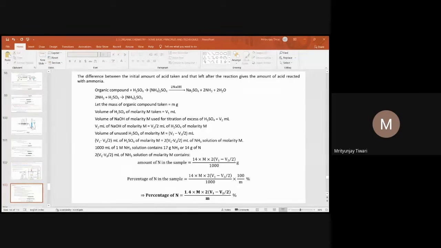Let us now look into the quantitative estimation of halogen atoms. Here we use the Carius method. In the Carius method, we take a Carius tube, and this is what is called the Carius tube. It's a filled capillary tube; actually, it ends here, the filled capillary at the end. In the Carius method, a known mass of the organic compound is heated with fuming nitric acid to estimate the percentage of halogen atoms present in the organic compound.